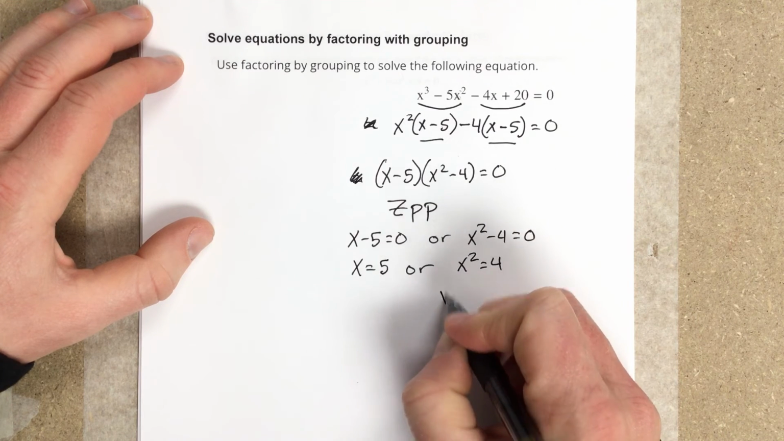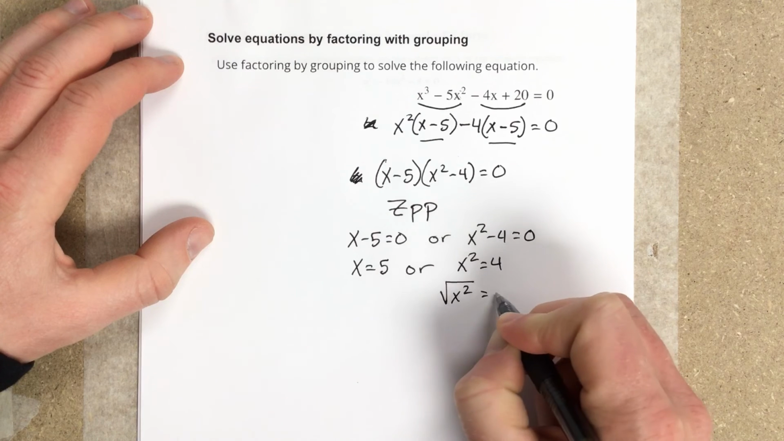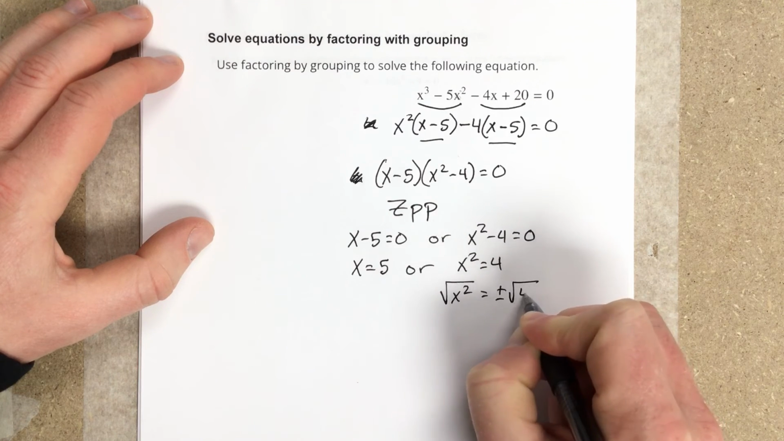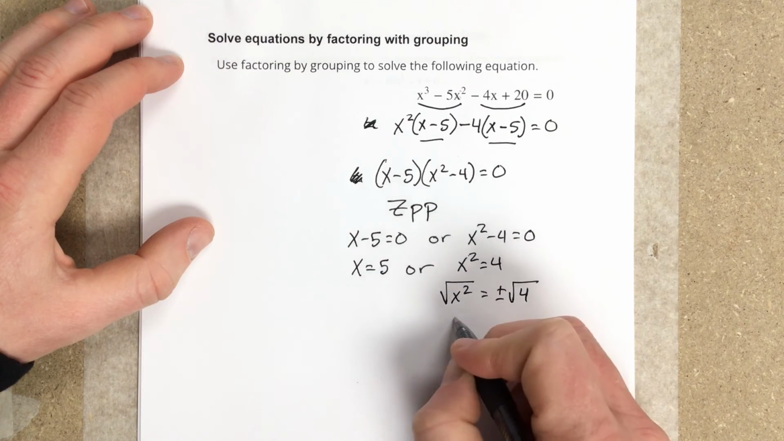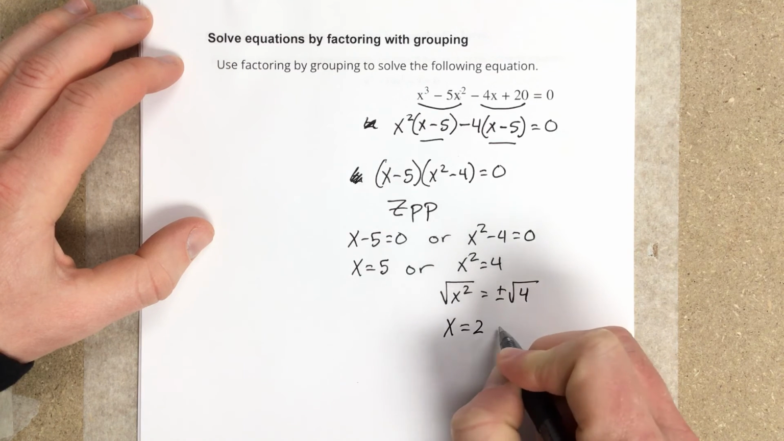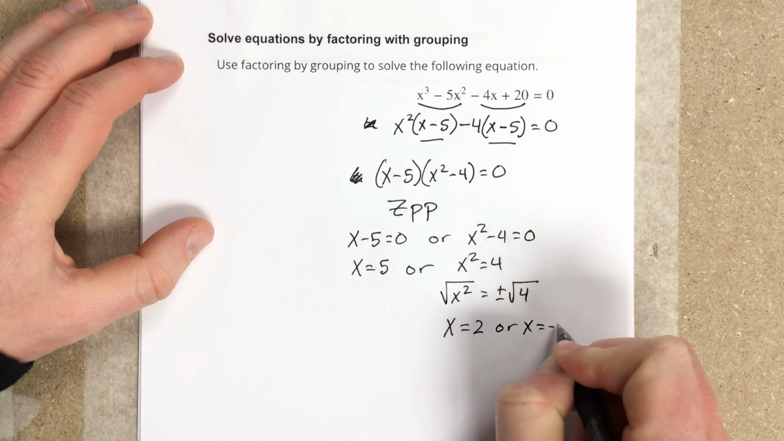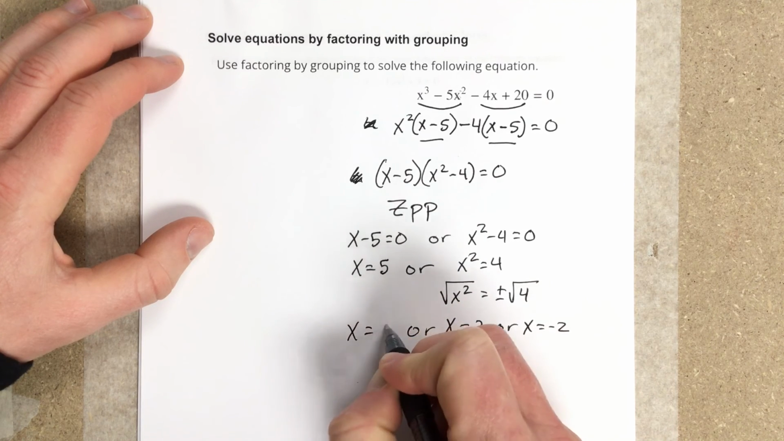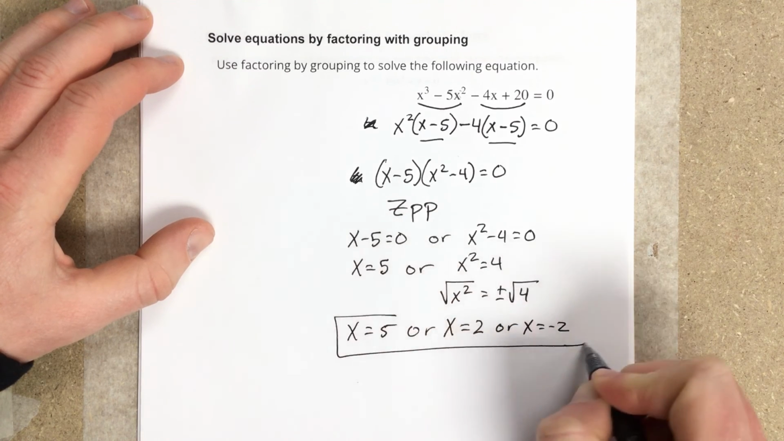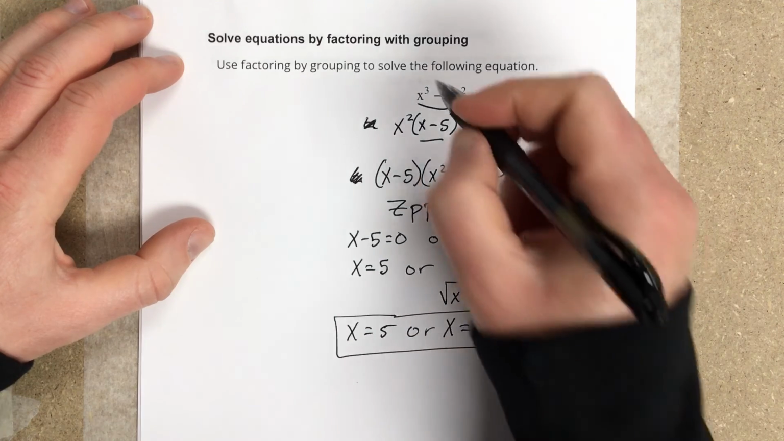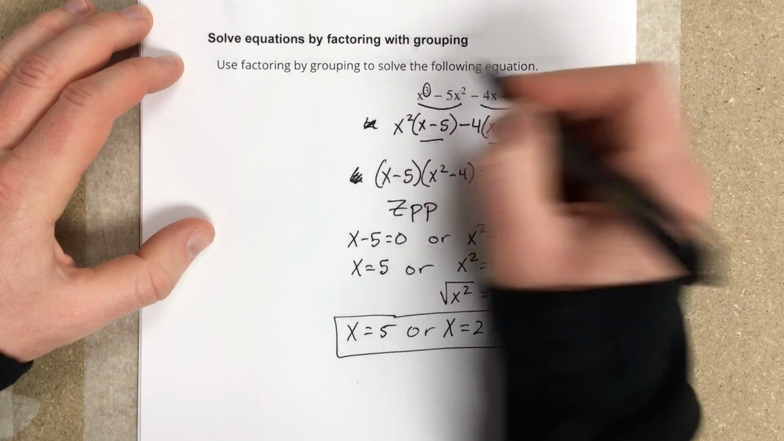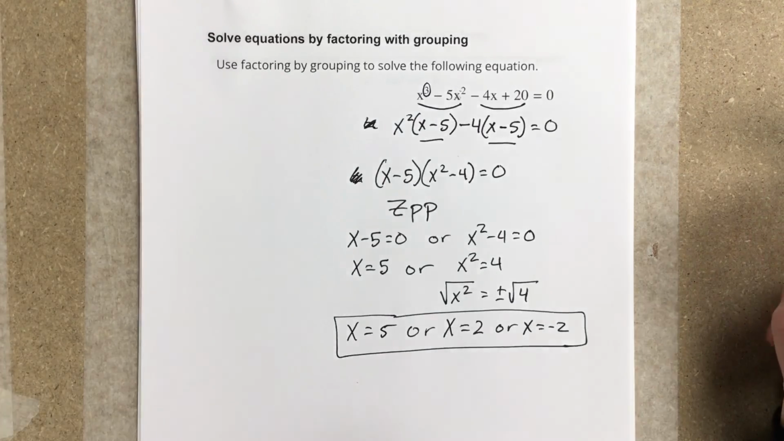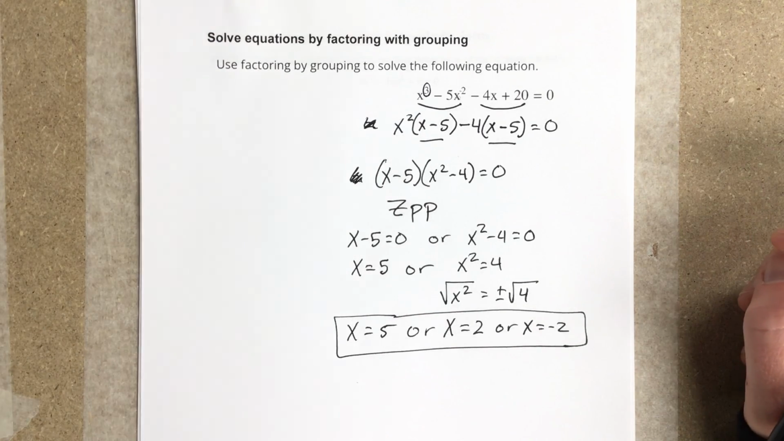Then we can square root each side. And that leaves us with plus minus root 4. So we get x is equal to 2, or x is equal to -2, or, go back to this piece, x is equal to 5. So we get three possible solutions. Remember, this exponent, the highest exponent, is going to tell you the max number of solutions for your problem.